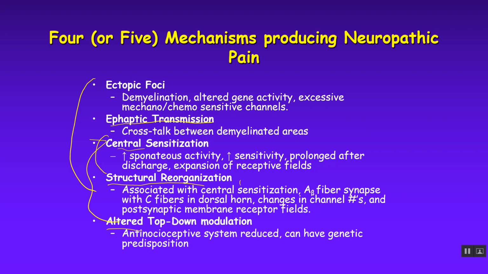Then altered top-down modulation is what we're going to talk about next. These descending pain control pathways coming from your brainstem and your cerebrum no longer work as well. You're not doing a very good job of controlling your own pain. That's altered top-down modulation. Those can get impaired with certain disorders, certain genetic predispositions, personality types, and those kinds of things.